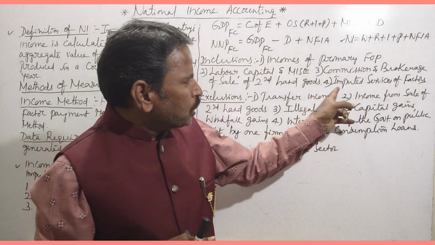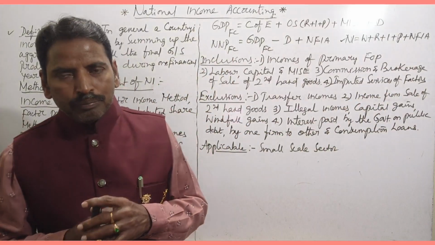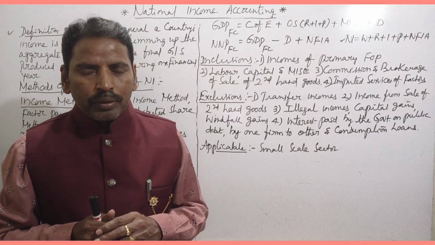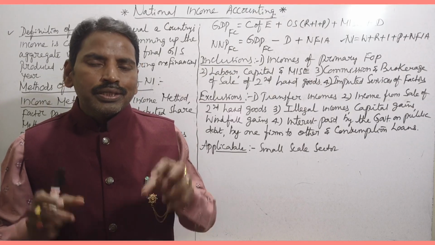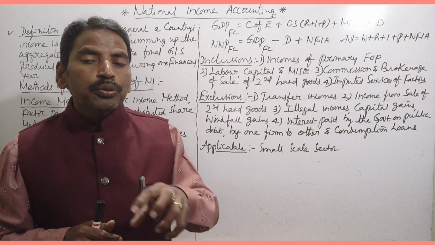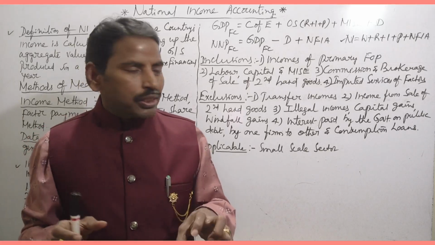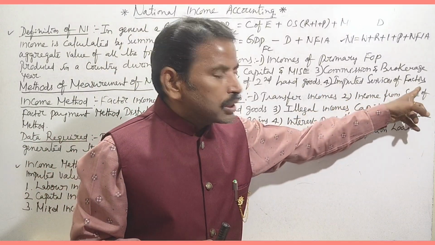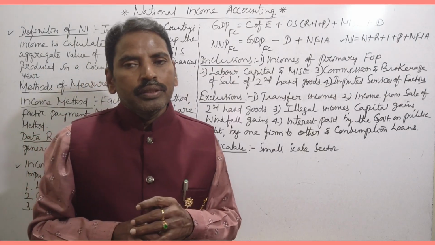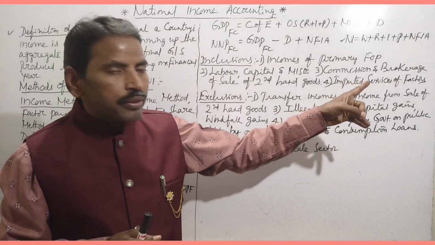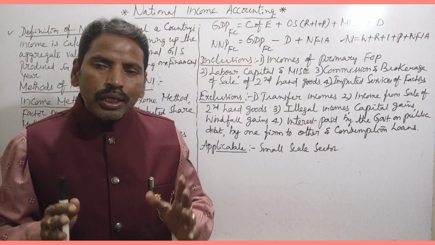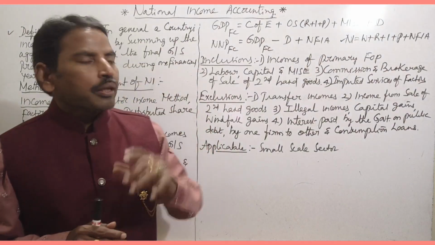Next, fourth is imputed services of factors. For an owner-occupied house, imputed rent. When a farmer cultivates his own land, imputed rent of land. Similarly imputed interest and imputed wages are called imputed services of factors. Self-owned, self-employed, that is called imputed services of factors. So these are included when calculating national income through the income method.